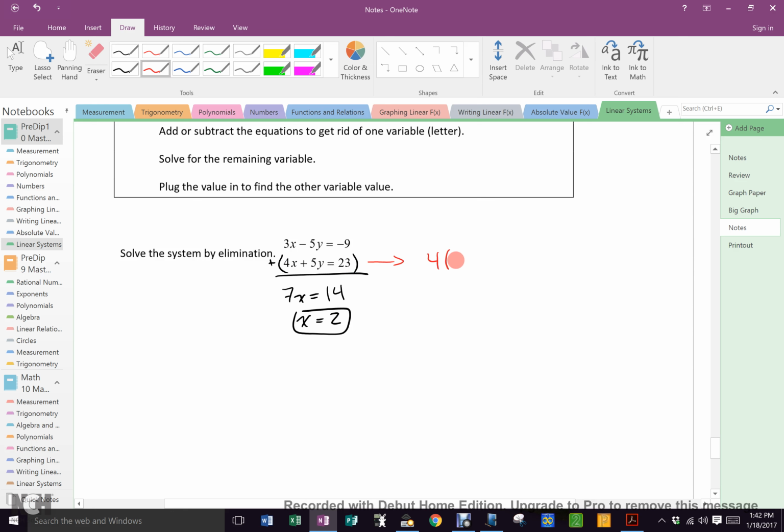4 times 2 plus 5y equals 23. 4 times 2 is 8 plus 5y equals 23. 5y equals 15. y equals 3. What's my answer? 2, 3. Now, everybody right there says, elimination's way easier.